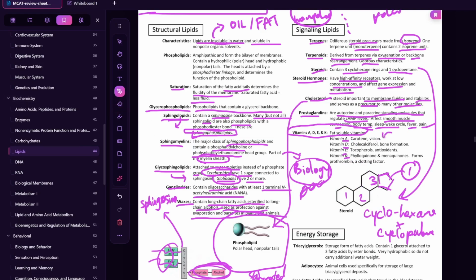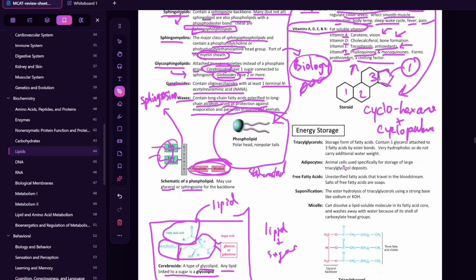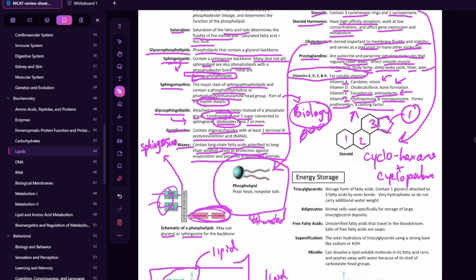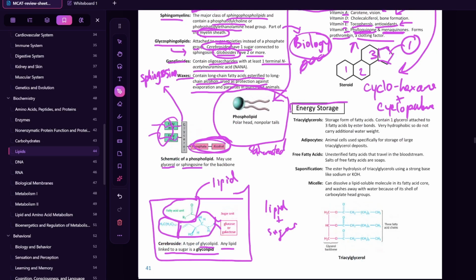And so vitamin A, carotene, is good for vision. Cholecalciferol, vitamin D, is good for bone formation. Tocopherols, vitamin E, are antioxidants. And then K, phylloquinone and menaquinones, forms prothrombin, which is a clotting factor, so you need vitamin K. So vitamin K includes these ones, phylloquinone and menaquinones. Okay, so memorize that. Energy storage now.